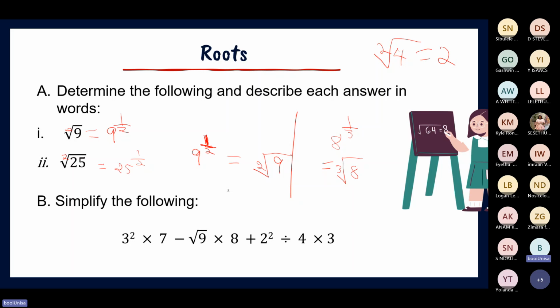Okay, so now let's get to more difficult things. Let's answer B. Remember, we're bringing everything now back together. So B, 3 to the power of 2 times 7 minus the square root of 9 times 8 plus the square root of 4 divided by 4 multiplied by 3. You can do this step by step, or you can put it in your calculator and get the answer. BODMAS rule must apply if you're calculating manually.